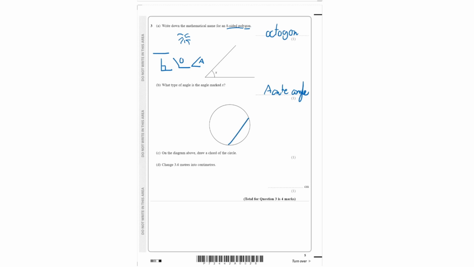Change 3.6 meters into centimeters. When changing meters into centimeters, we multiply the value by 100. So we simply get 360 centimeters.